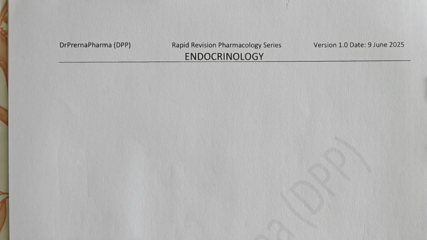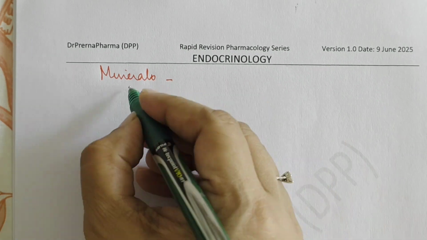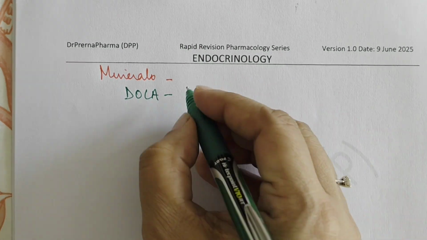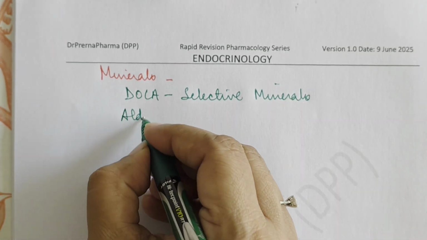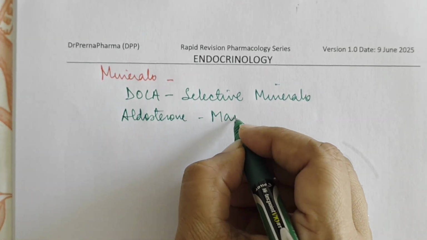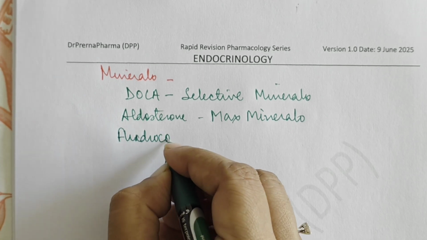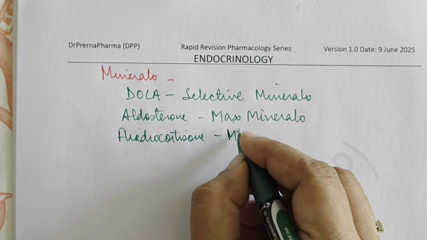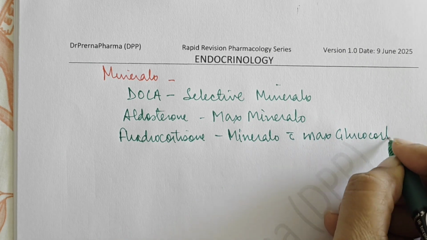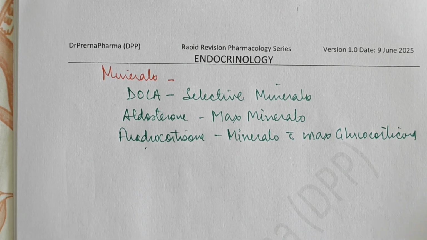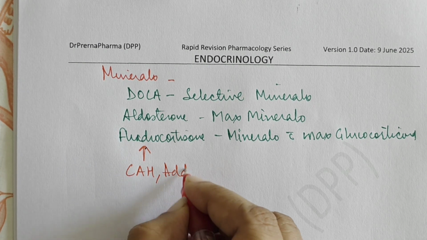Then if I talk about mineralocorticoids, in mineralocorticoids there is a drug which is called DOCA, and this is a selective mineralocorticoid. Then we have aldosterone, which has maximum mineralocorticoid activity. Then we have fludrocortisone, which is a mineralocorticoid with maximum glucocorticoid activity, right? So this fludrocortisone is the drug of choice in congenital adrenal hyperplasia and in Addison's disease.